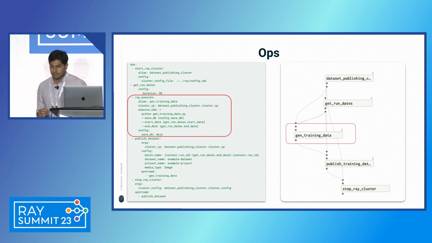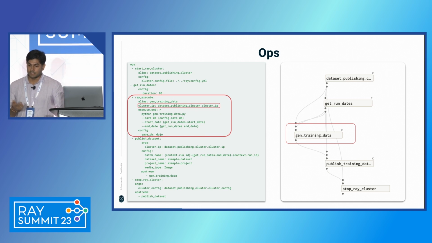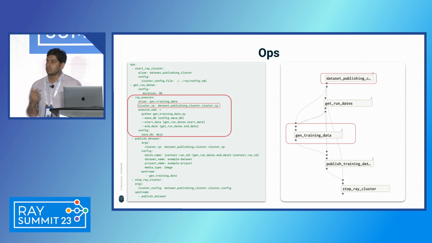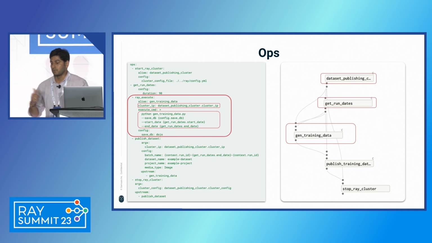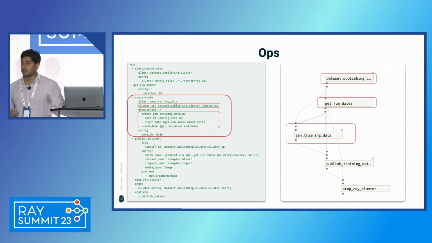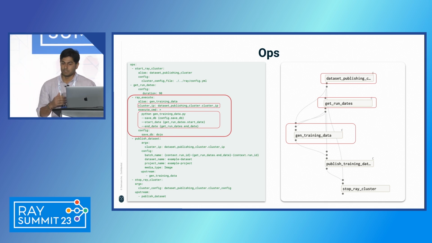In this particular case, cluster IP is an input, and it knows that it needs to get it from this dataset publishing cluster, so it knows it needs to execute it before it executes generate training data. Then we look at the execute command, and we see we need to get the start date and end date from this get run dates function, so it knows it needs to run get run dates before it executes generate training data. And this is how we set up this dependency graph.